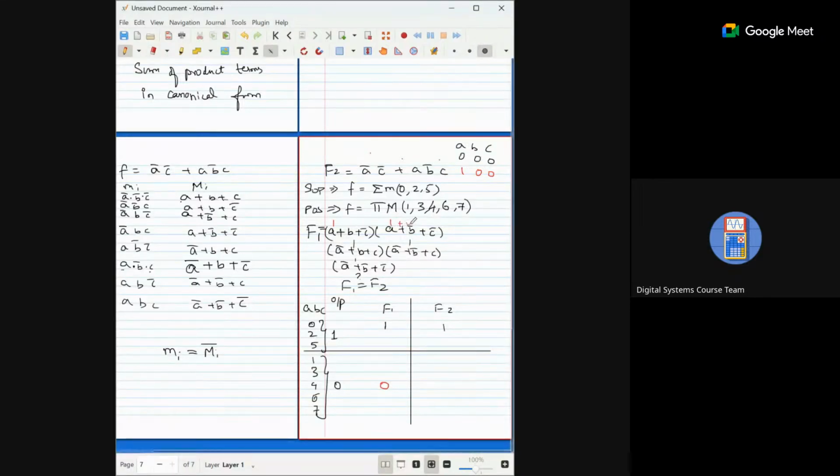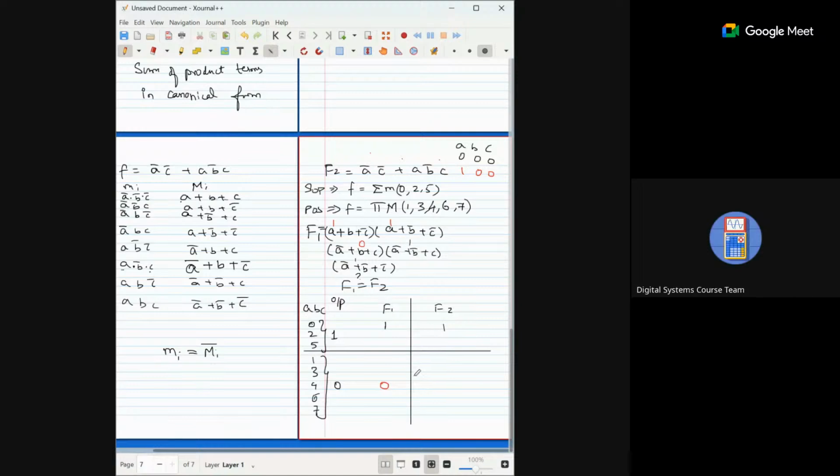1 plus 0 bar plus 0 bar is 1. Again, 1 and 1 bar plus 0 plus 0 is 0. So 0 dot anything is 0.